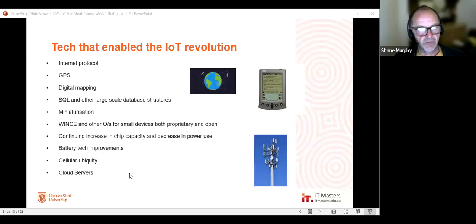The other things that happened were, as we said before, cellular ubiquity really, once you've got one network that covers nearly everywhere, that changes the ball game. In the early days, you could only have two-way radio networks covering a very small area. They expanded them a little bit, but you could usually get at most a few hundred square kilometers. Cellular, as it rolled out from just cities into wider and wider areas, made all the difference.